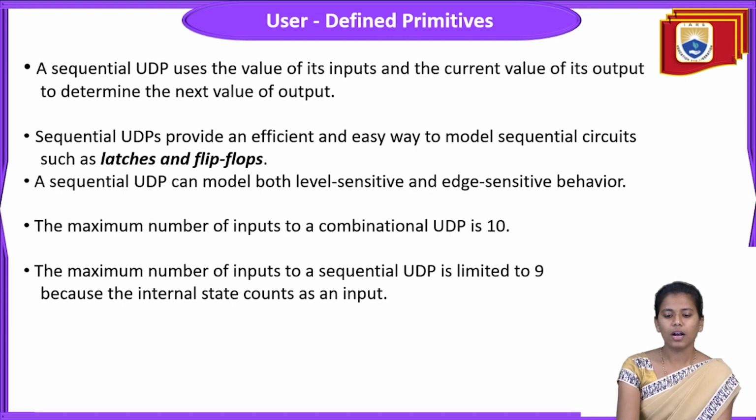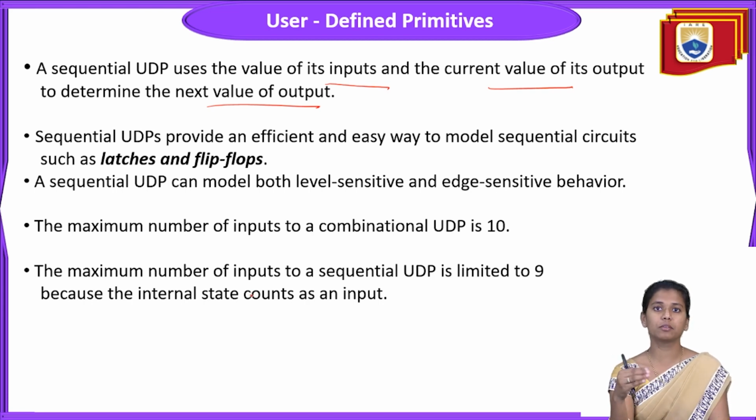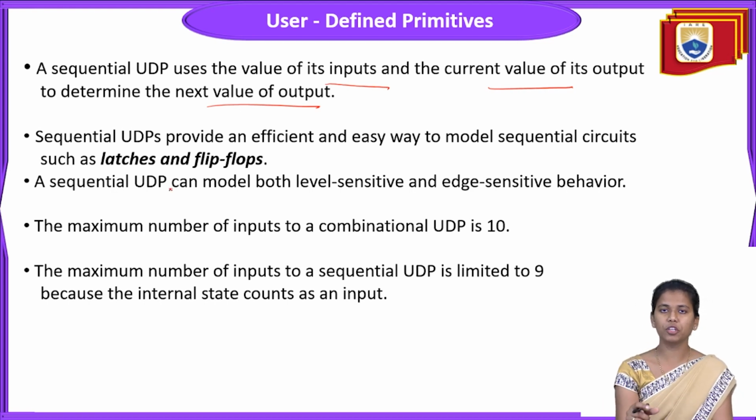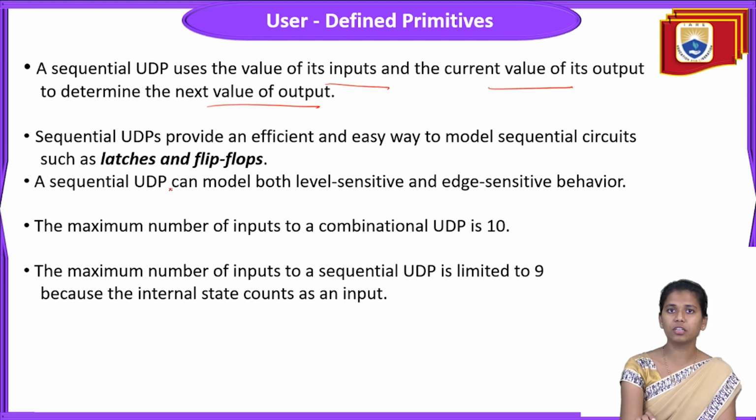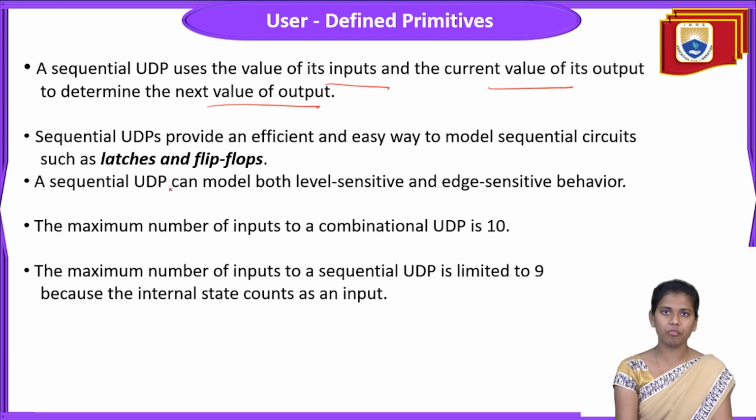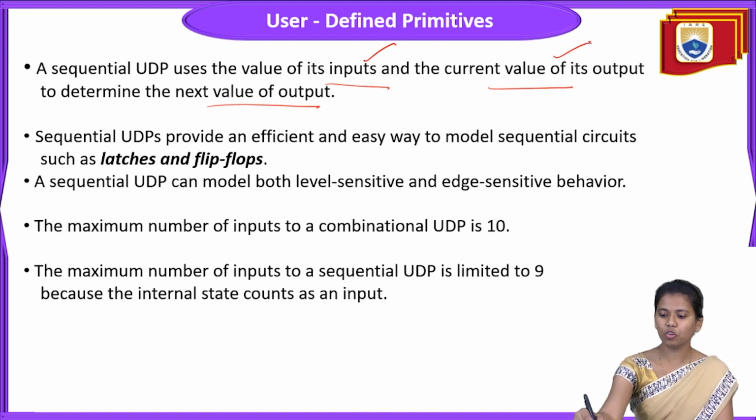A sequential user-defined primitive uses the value of its input and the current value of its output to determine the next value of the output. So in order to determine the next output, what these primitives will do is, the name itself says it, a sequential user-defined primitive uses the value of the input and the current value of the output.